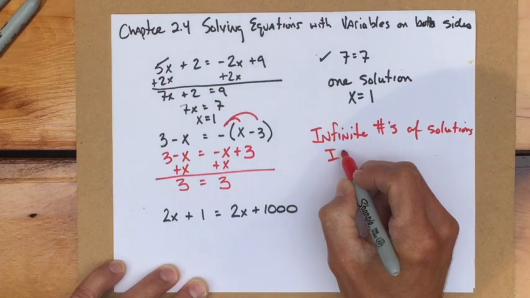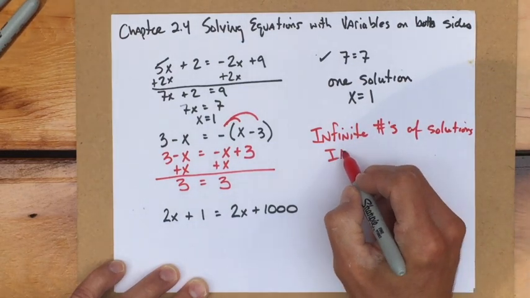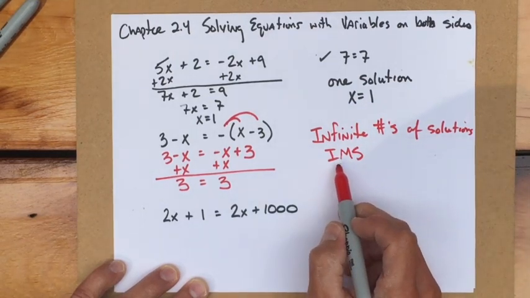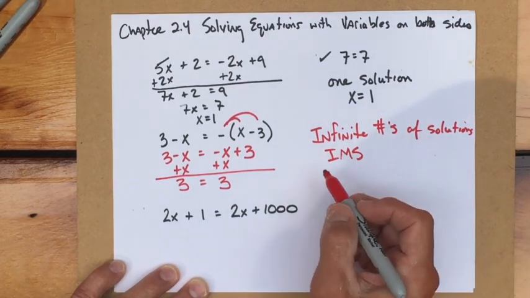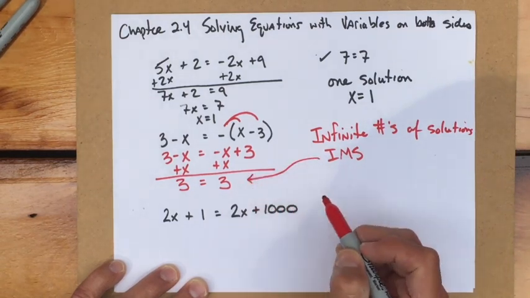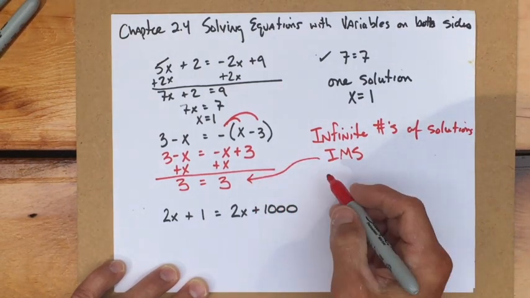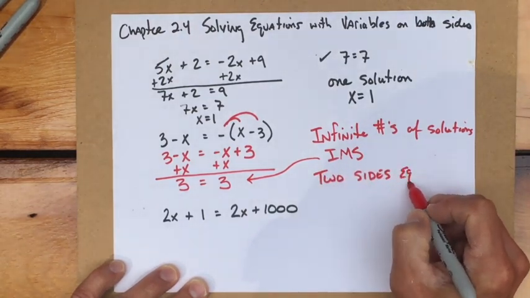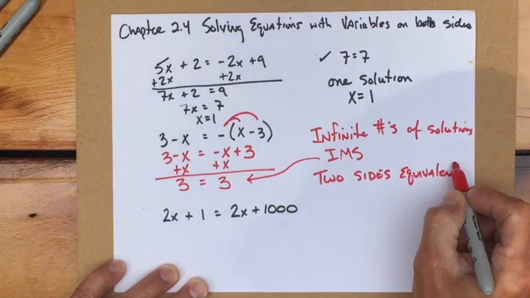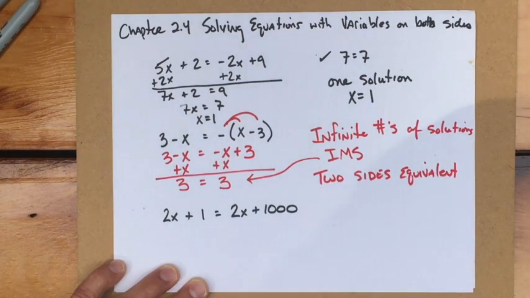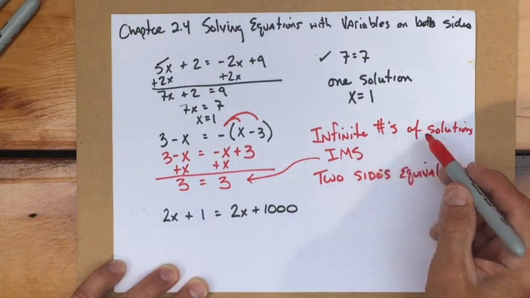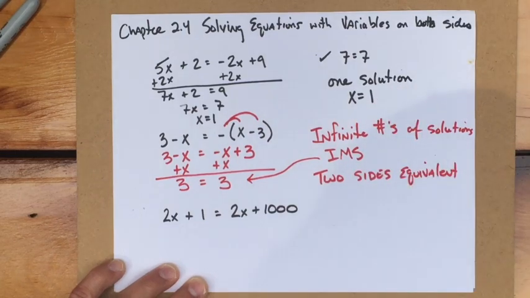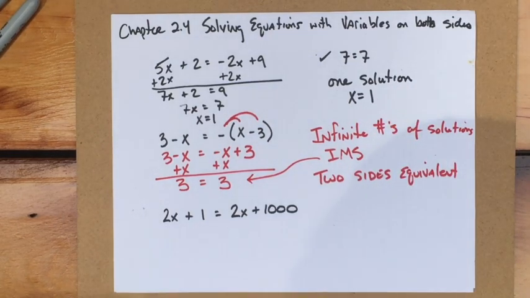In math class, you might call it IMS for infinitely many solutions. Your teachers might call it a variety of different things, but the telltale sign of an IMS or an infinite number of solutions type of question is that as you work the problem, your two sides end up being exactly the same. So I'm going to write two sides equivalent. If you get two sides that are equivalent, as you're solving the problem, you have an IMS or an infinite number of solutions. If you have the variable equals a number, then you get one solution. And I'll switch back to black again for the bottom.